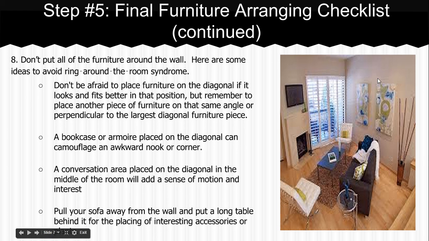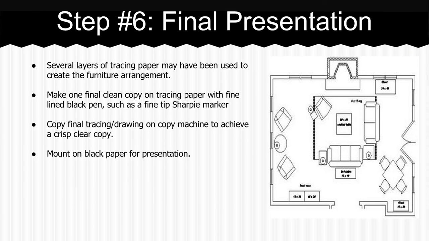So here's an example of a room where the couch, the sofa, is on a diagonal, and there's great clearance. You walk in, you can get into everything. There's chairs. The little rug here is dividing up the space, etc. Okay? And then your last step is your final presentation.